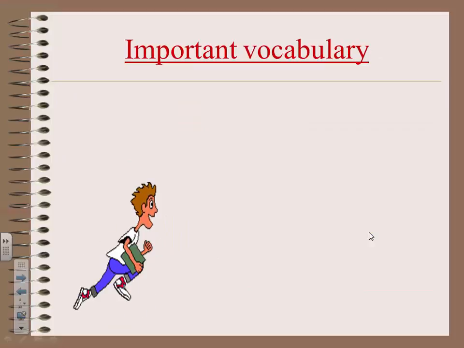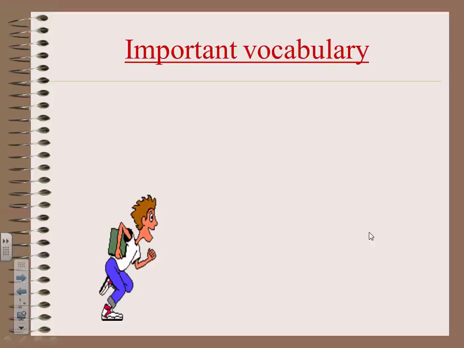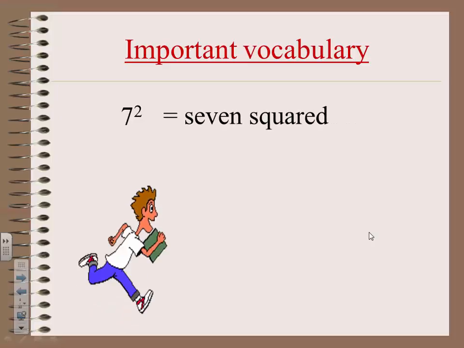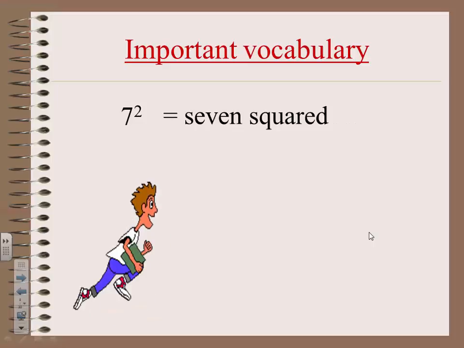And we're running here with our books for some strange reason. Anything squared, very quickly, anything to the power of 2, we refer to that as squared, so that's 7 squared. If you had x to the power of 2, it would be x squared. If you had 100 to the power of 2, it would be 100 squared. Easy peasy.